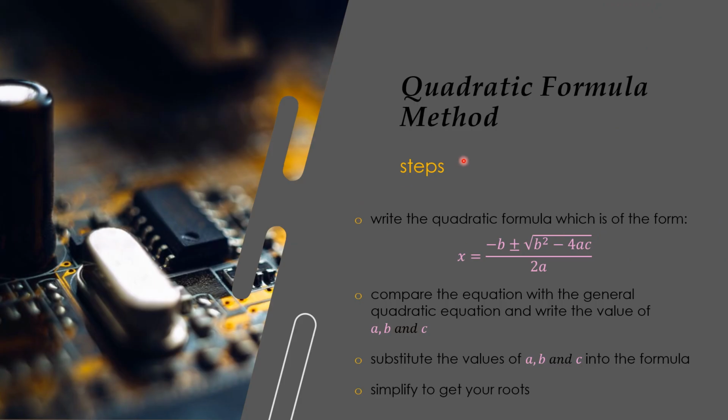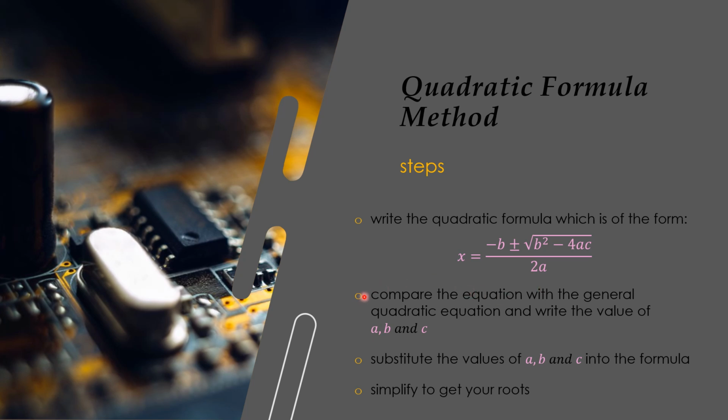Now let's move to the quadratic formula method, which was derived using completing the square. In this form, we write the quadratic formula, which is also known as the almighty formula, in the form x equals minus b plus or minus square root of b squared minus 4ac, divided by 2a.